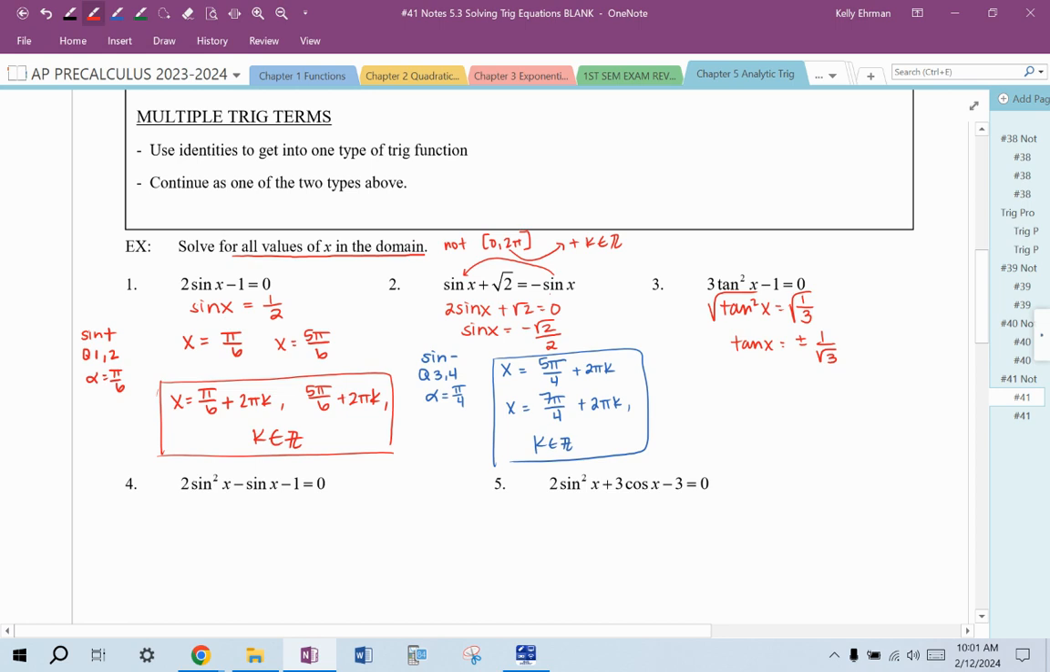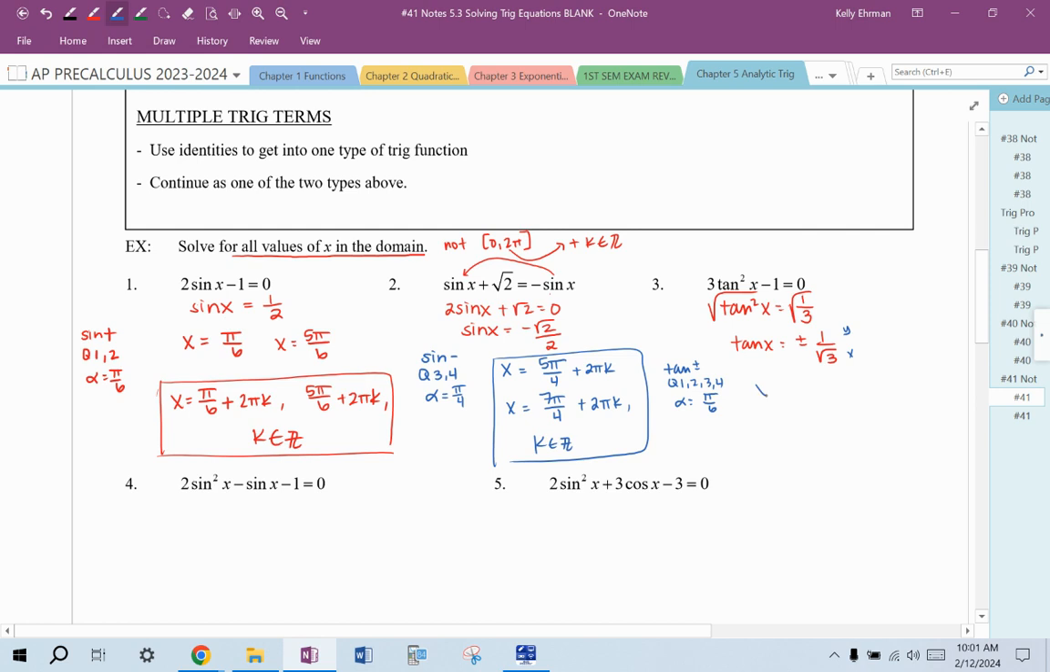Now, don't bother rationalizing that because you're trying to figure out the reference angle. So tangent is positive or negative in all 4 quadrants. So we need 1, 2, 3, and 4. So we just need to know the reference angle. What is the reference angle here? So what angle has a y of 1 and an x of radical 3? That is pi over 6.